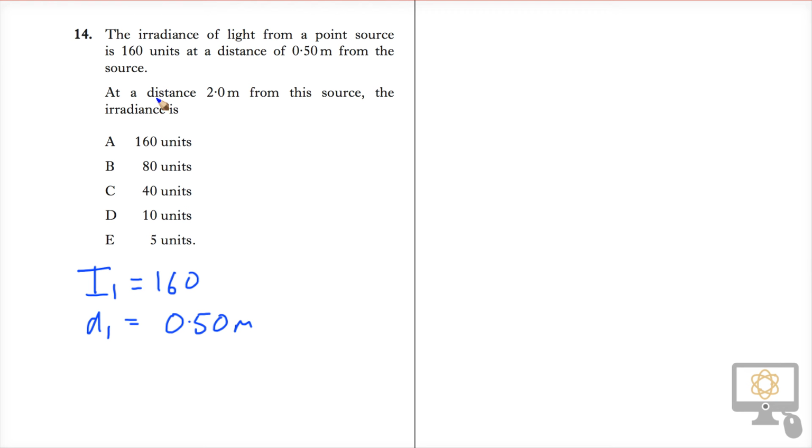Then it says at a distance of 2 meters from this source, the irradiance is... So we have to try and find out what I2 is, with the second distance being equal to 2 meters. So the distance really has quadrupled. What's happened to the irradiance?